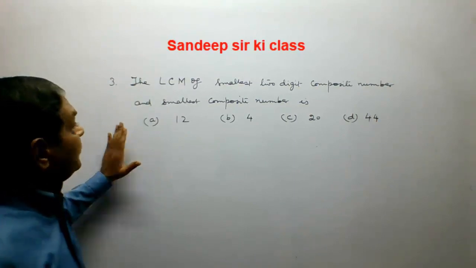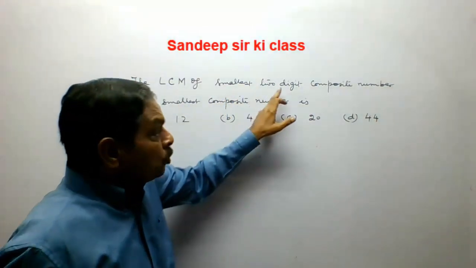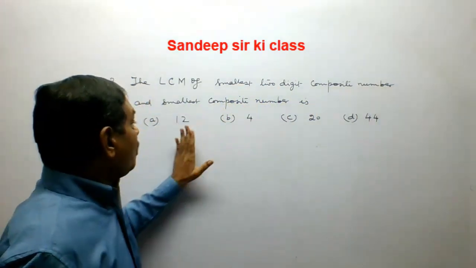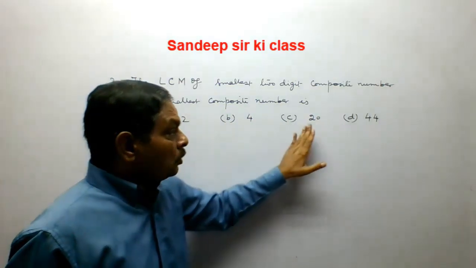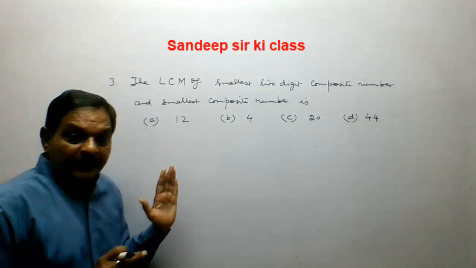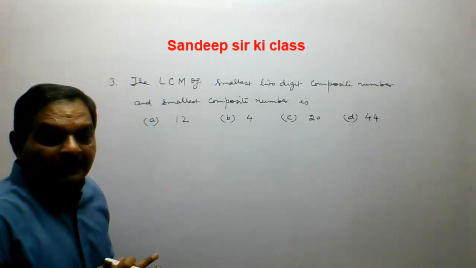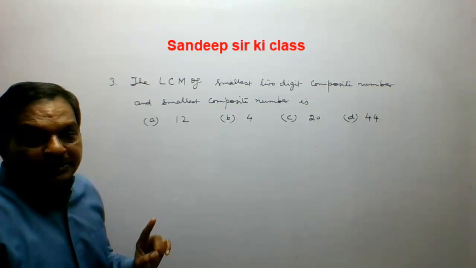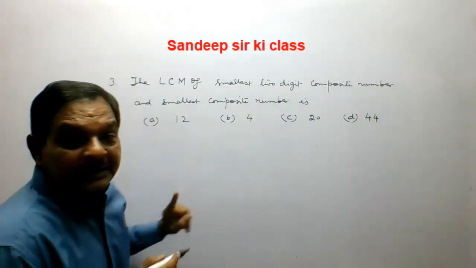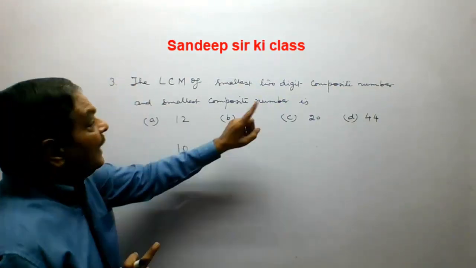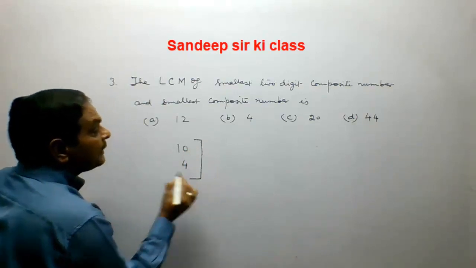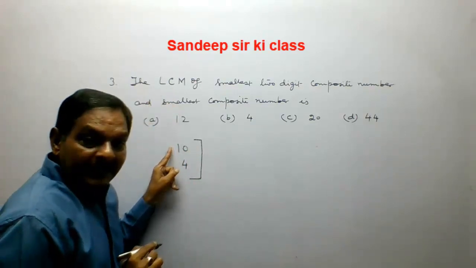Question number 3. The LCM of smallest 2-digit composite number and smallest composite number is, options are 12, 4, 20, and 44. Definition of composite number, we know that any natural number which is not prime is composite number except 1. So smallest 2-digit composite number is 10 and smallest composite number is 4. So we are to find here the LCM of 10 and 4.